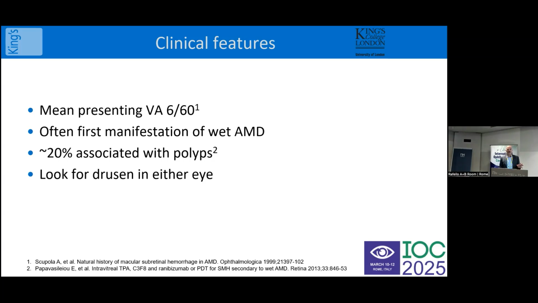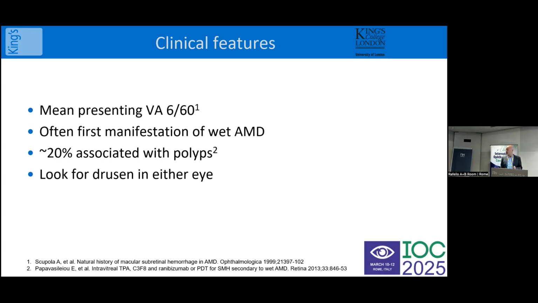You remember that idiopathic polypoidal choroidal vasculopathy can present with hemorrhages in all the retinal layers, and that's very much true of wet AMD as well. So in fact, 20% of the patients with these large submacular hemorrhages are associated with polyps. So the polyps are overrepresented in the patients with large submacular hemorrhages.